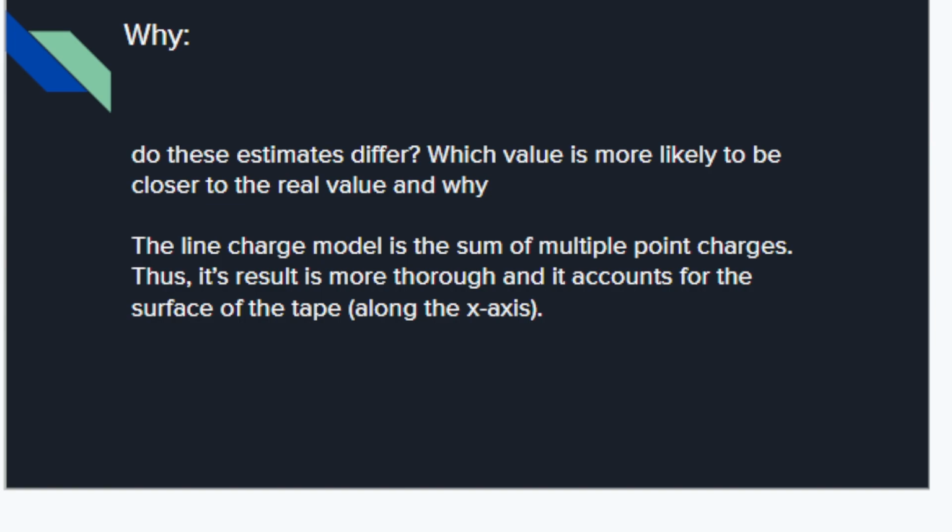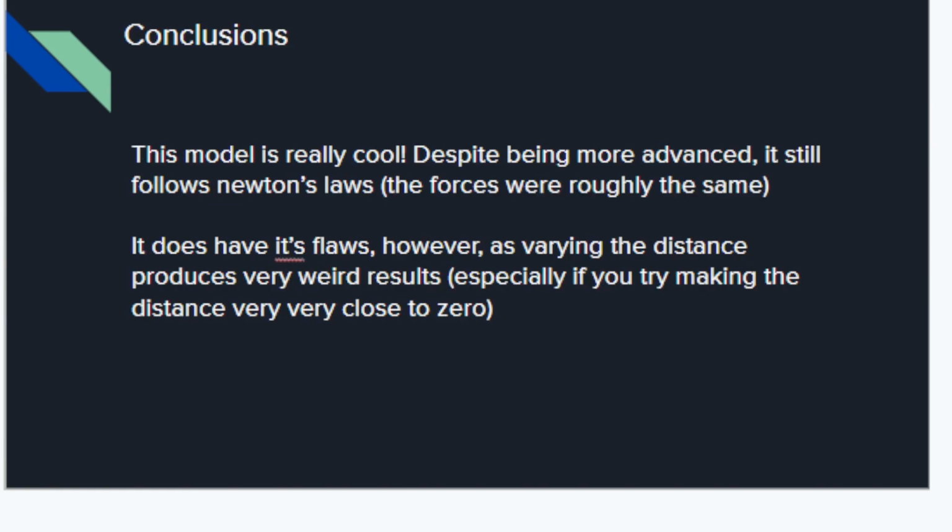As for conclusions, this model is really cool. Despite being more advanced, it still follows Newton's laws. You see that the forces were roughly the same, as in the magnitude of the electric force and the magnitude of the gravitational force. But one thing that I noticed is that it does have its flaws. Whenever you vary the distance between the two tapes, it produces very weird results, either if you make it too far or too close. I tried making it really close to zero, and the arrows just got really wonky. I don't know, you can try it yourself, but that's what I noticed.